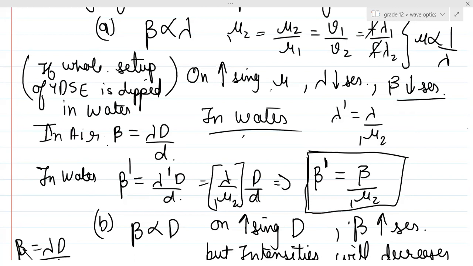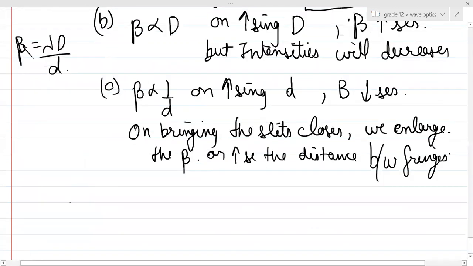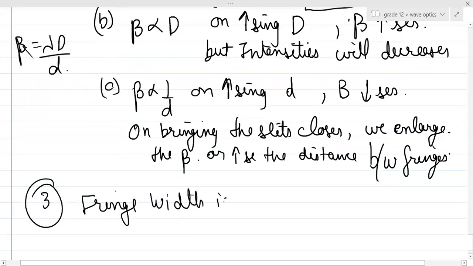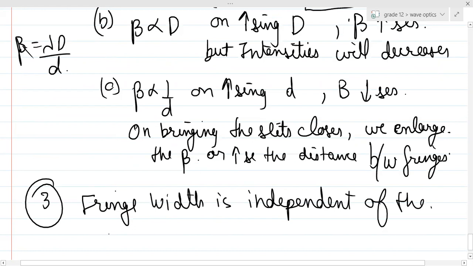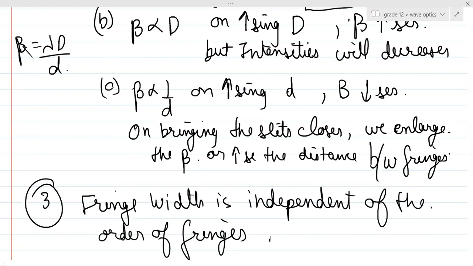One last point which I need to write, the third point. The fringe width is independent of the order of fringes. So whether you calculate the fringe width between the third and the second, or between the 16th and the 17th, the fringe width is going to be the same, right?